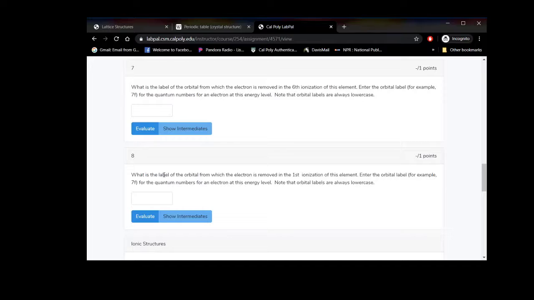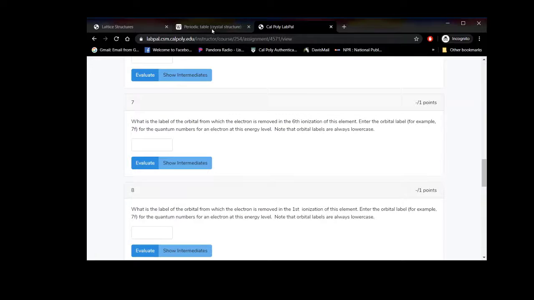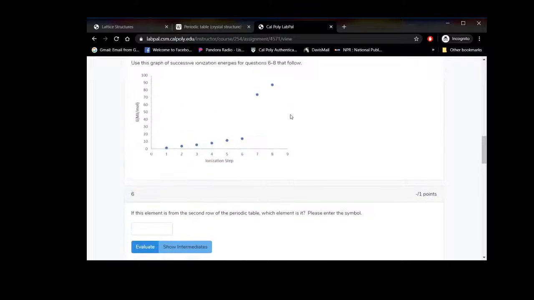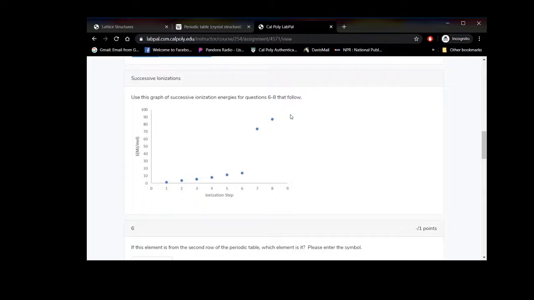What is the label of the orbital from which the electron is removed in the first ionization? Again, if it is oxygen, that would be a 2p electron being removed. So it's a little bit of investigative work in understanding how valence electrons and core electrons relate to ionization energy, and this jump where it becomes much more difficult to remove electrons after you've removed all of the valence electrons.